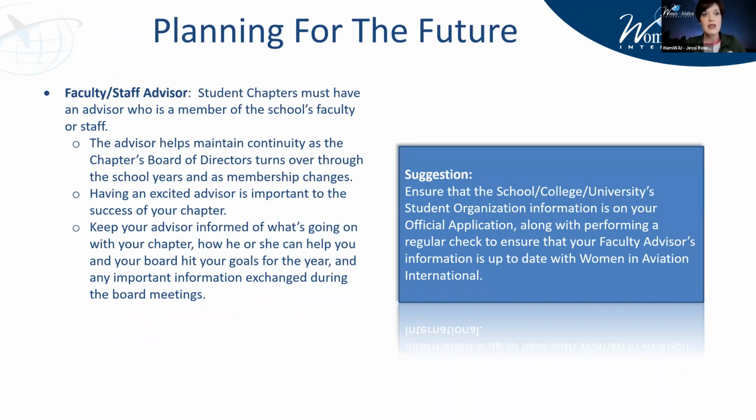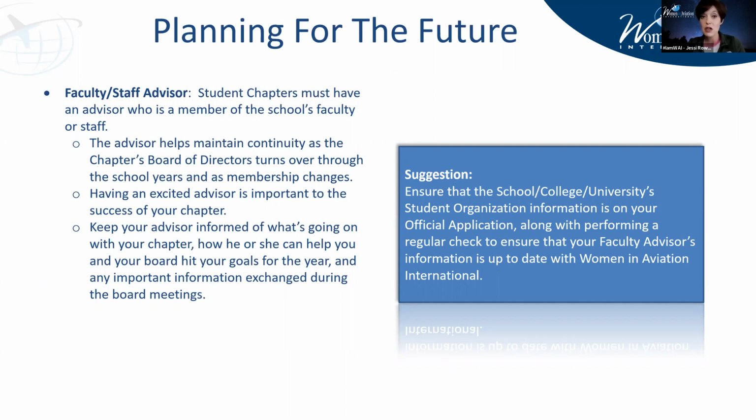Planning for the future. These are comments on the faculty and staff advisors. Student chapters must have an advisor who is a member of the school's faculty or staff. The advisor helps maintain continuity as the chapter's board of directors and leadership turn over through the school years and membership changes. Having an excited advisor is important to the success of your chapter. Keep your advisor informed of what's going on with your chapter, how he or she can help you and your board members hit your goals for the year, and any important information that's exchanged during the board meetings.